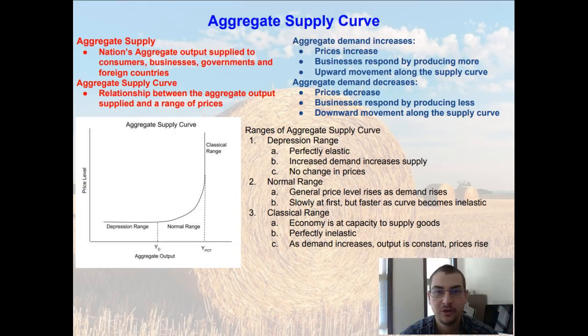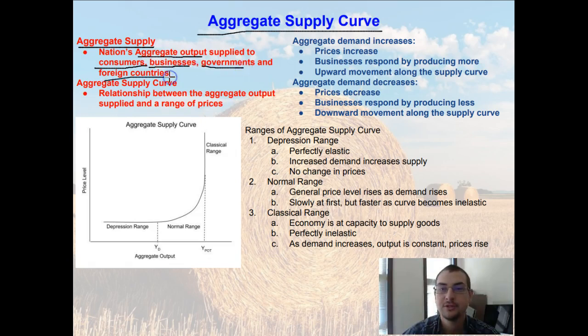As we continue on with our equilibrium of the national product markets analysis, we're going to introduce a new concept. This new concept is the aggregate supply curve. So as we get into the aggregate supply curve, let's first identify what is the aggregate supply. The aggregate supply is the nation's aggregate output, the total amount of output as supplied to consumers, businesses, governments, and foreign countries.